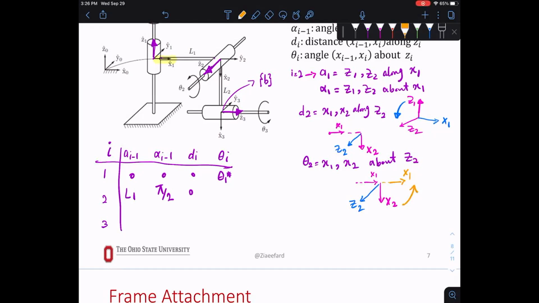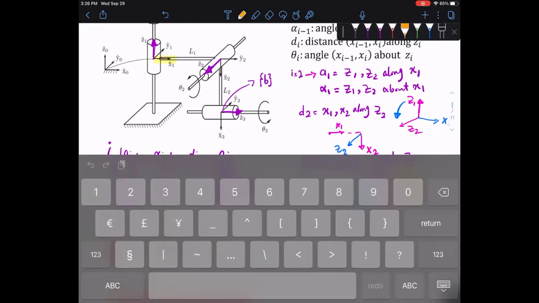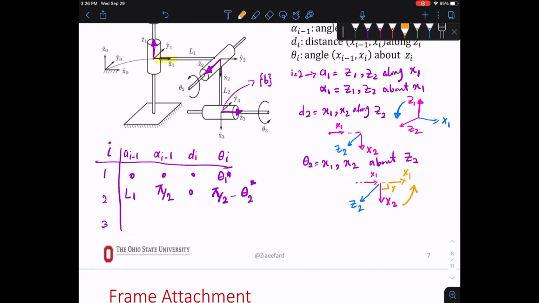So we are going to count for that. So it's pi over 2 minus theta star 2. Then that is the pi over 2 angle that we currently had. And we know the rotation about z-axis is going to be counterclockwise. It's been given to us and is always following the right-hand rule.